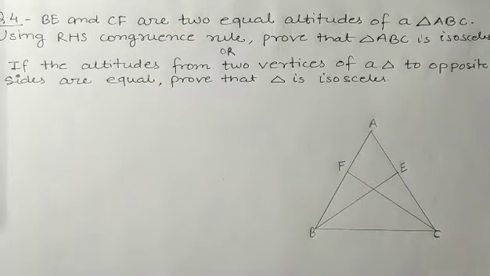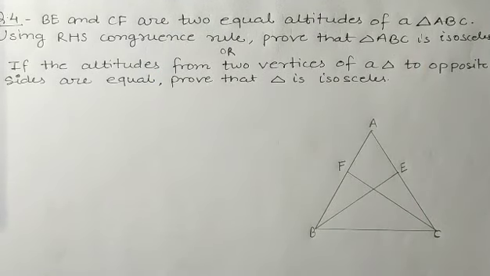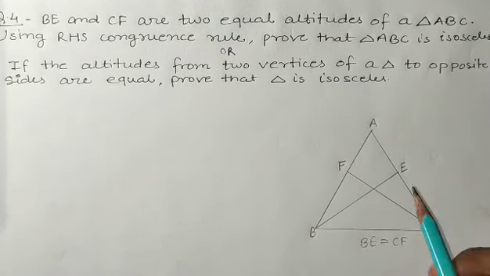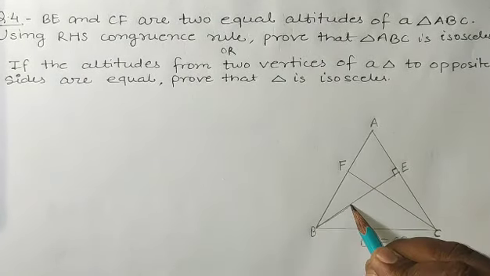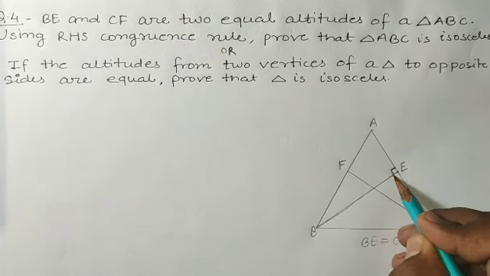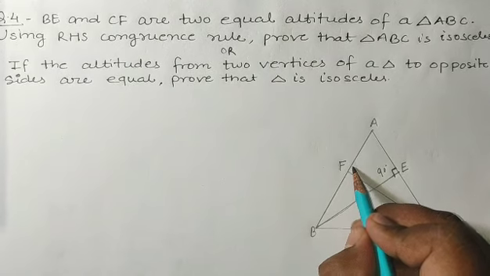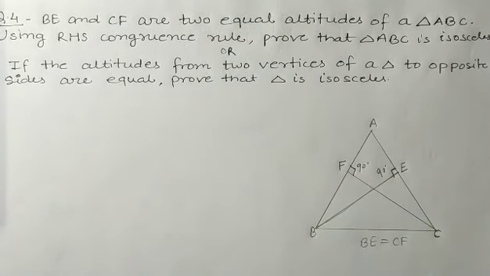See the next question, students. Question number 4. BE and CF are two equal altitudes. Firstly, it is given that BE is equal to CF. An altitude means a line from any vertex to the opposite side, making 90 degrees on that side. So BE is also an altitude and CF is also an altitude, and both the altitudes are equal, of triangle ABC.